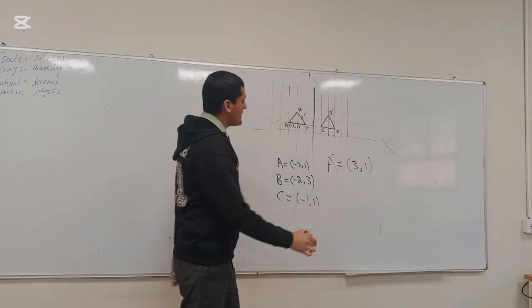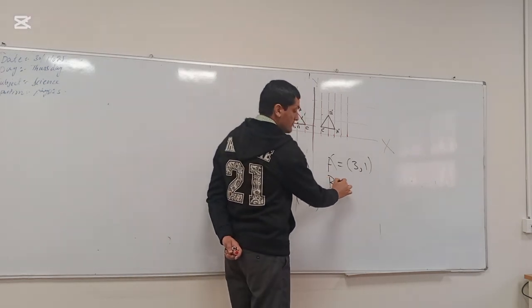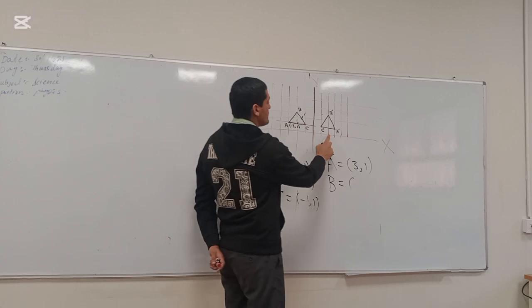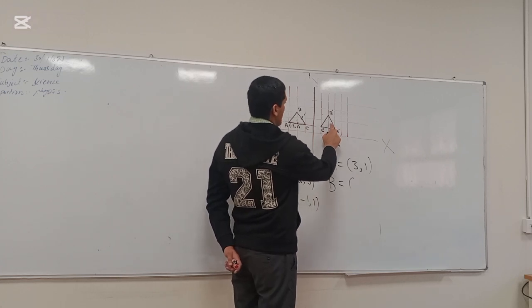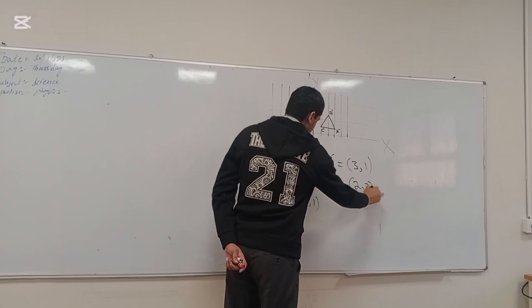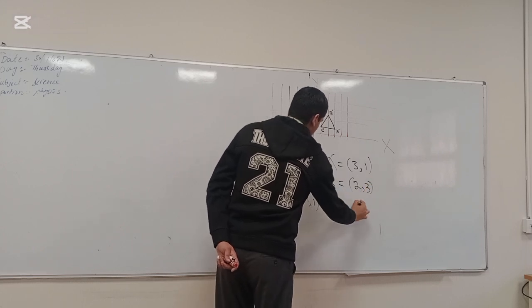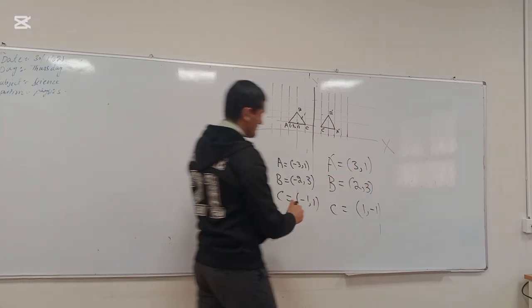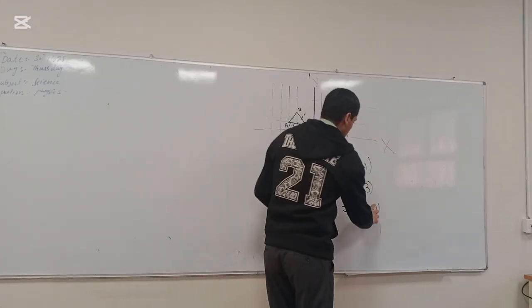And tell me the coordinates of B dash. It is 1, 2, and 1. Yeah, 1, 2, 3. 2 and 3. Yeah, great. And the coordinates of C dash. Wait 1 minute. 1, 1.